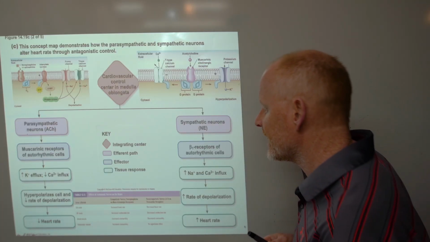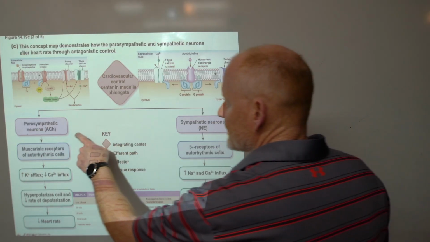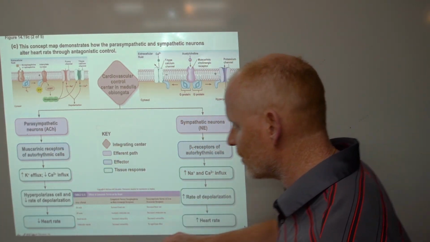And so these two slides do that. The parasympathetic nerves release ACh, which is acetylcholine.